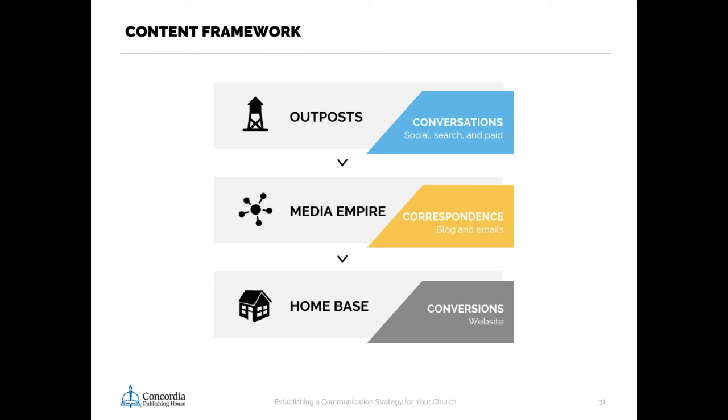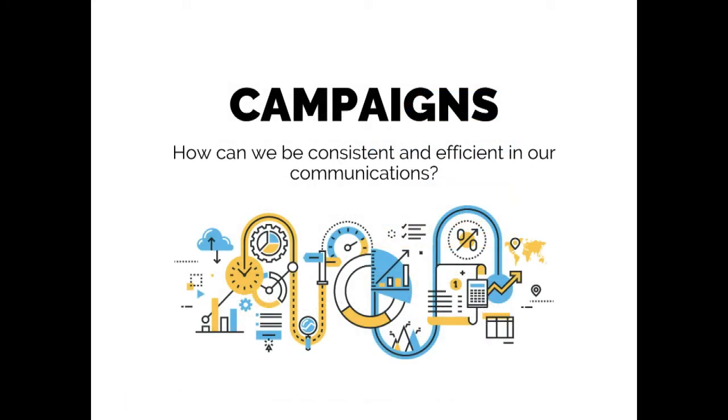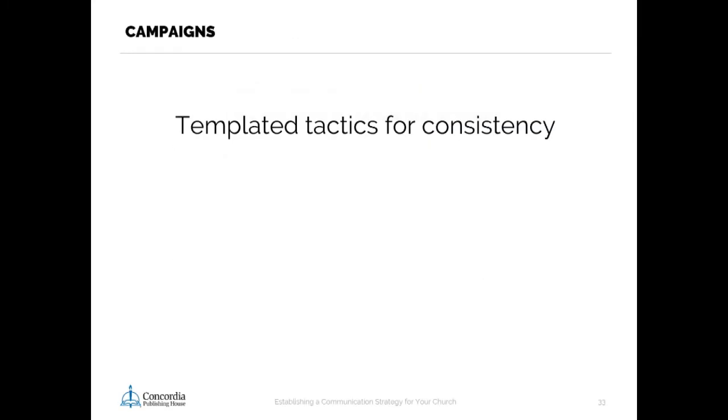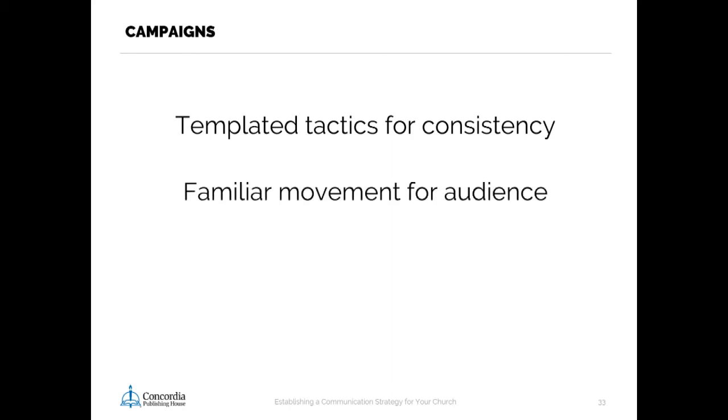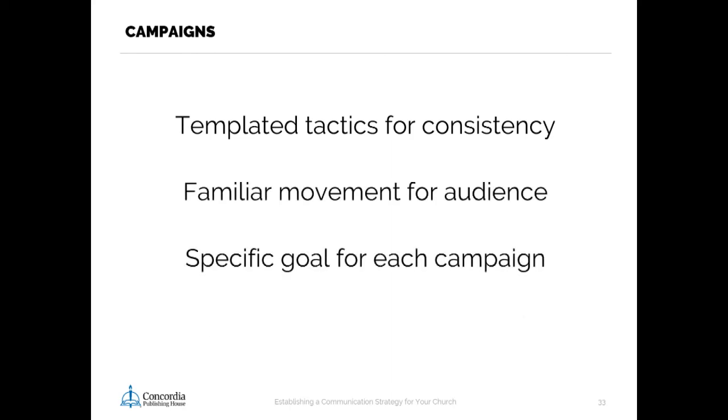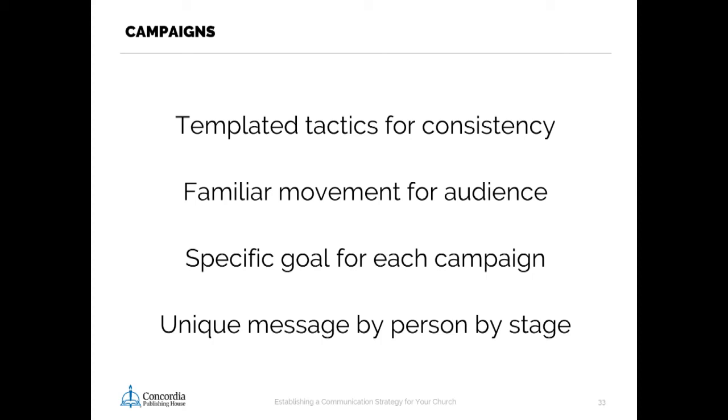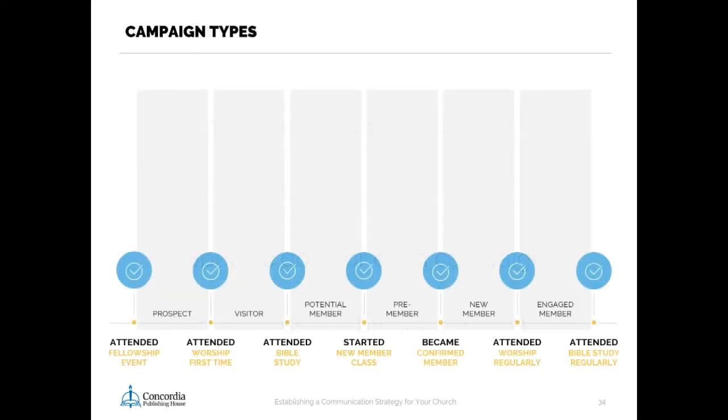So how can we be consistent and efficient in our communication? Campaigns are templated tactics, and they're done so for consistency. It's familiar movement for the audience. It's specific goals for each campaign. And I'll show you what that means in a second. The last one is a unique message by person by stage. So let's pull up our journey map one more time and show all of the stages and the actions.